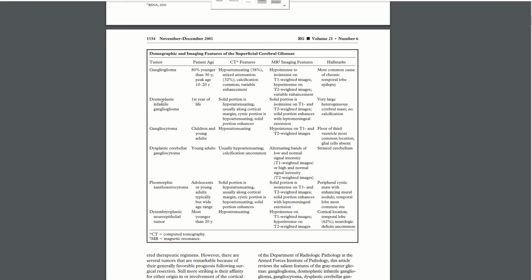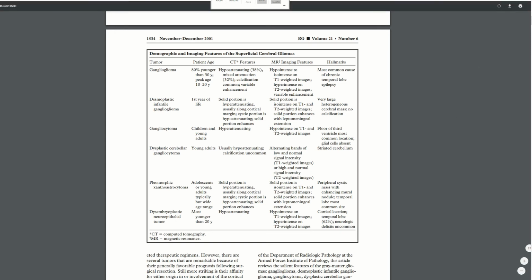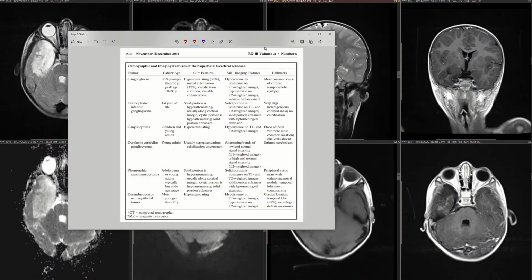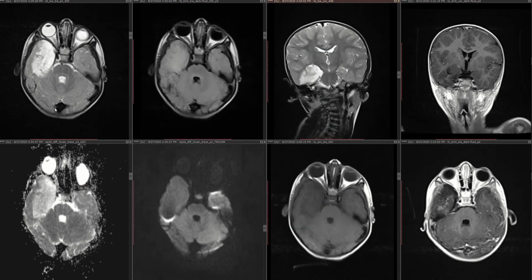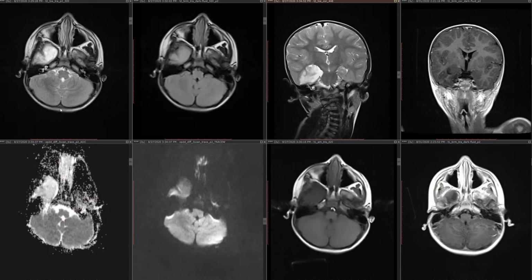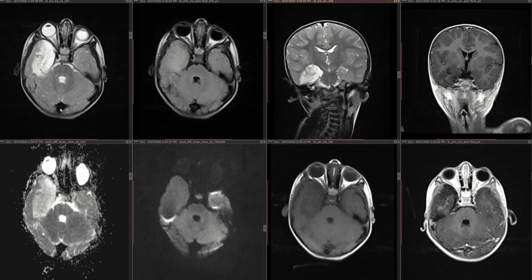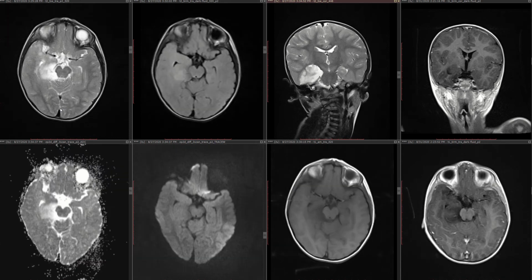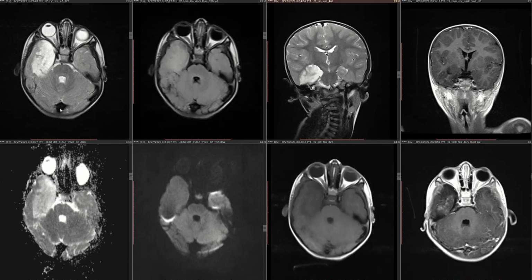So there is a ganglioglioma, desmoplastic infantile ganglioglioma, DIG, gangliocytoma, dysplastic cerebellar gangliocytoma, pleomorphic xanthoastrocytoma, and dysembryoplastic neuroepithelial tumors. Okay, let's not do things boringly. So here we have a case, a 3-year-old child who presented with vomiting and seizures.